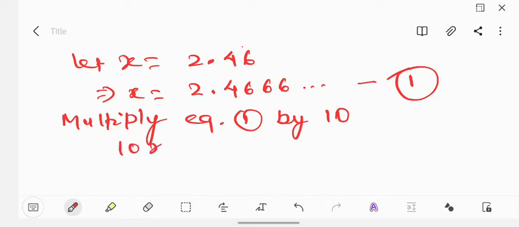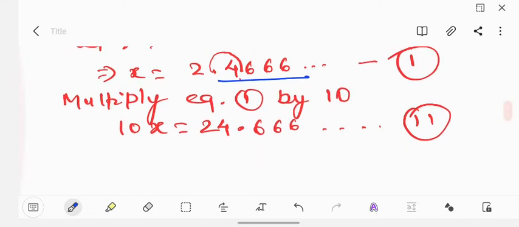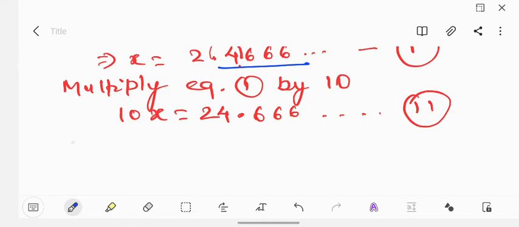So it will become 10x equals, now as I said, after multiplying a decimal by 10, the decimal moves one step next. So this becomes 24.666. Okay, this is equation number 2. Now let's compare these two equations and see whether the digits after the decimal are the same or not. As we can see, the digits after the decimal here are 4666 and here 666. So they are not the same here. So we go to the next process. We need to make it the same.